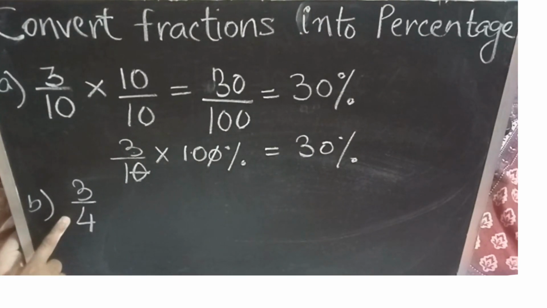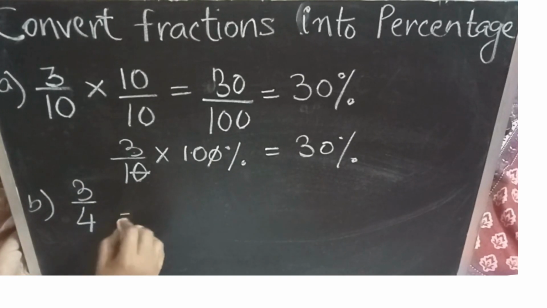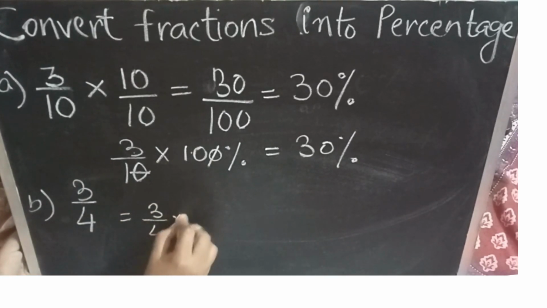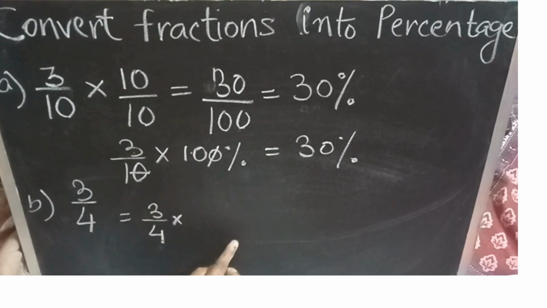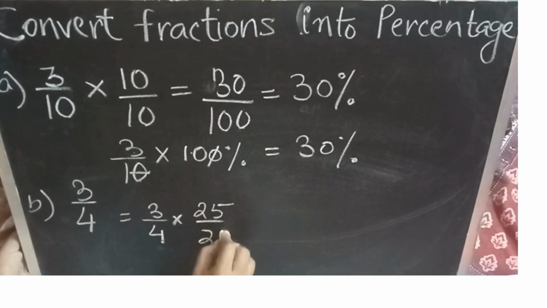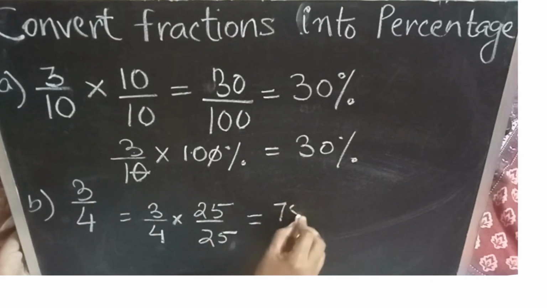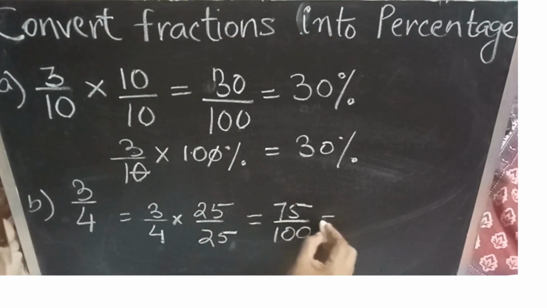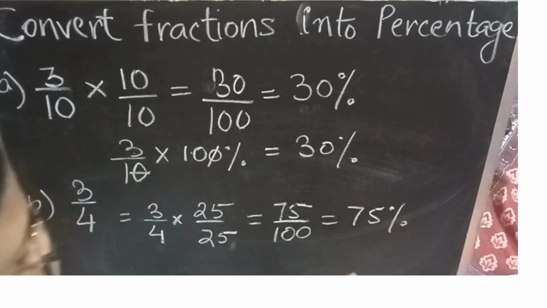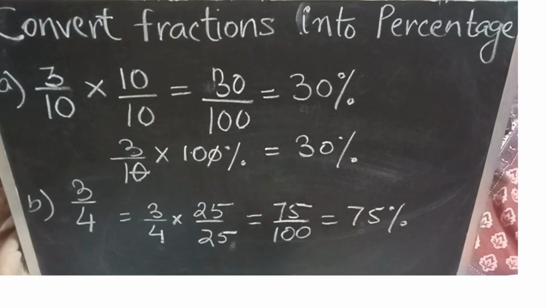So this is another sum, a fraction which we need to change into percentage. So 3 by 4, we need to change the denominator to 100. So in order to bring this to 100, we take 25. So we multiply the numerator and denominator by 25 and we get 3 25s are 75 upon 100. So 75 by 100 is equal to 75%. This is my answer. So 3 by 4 is 75%.